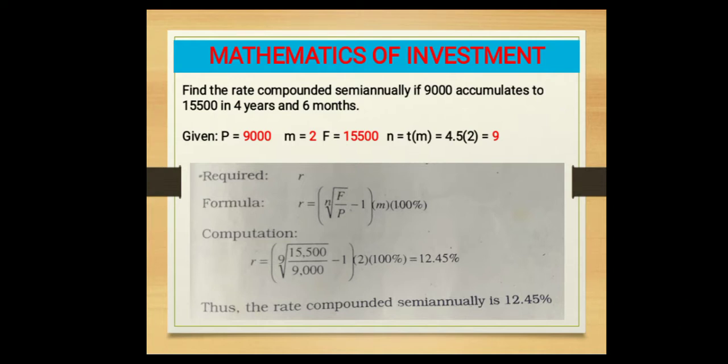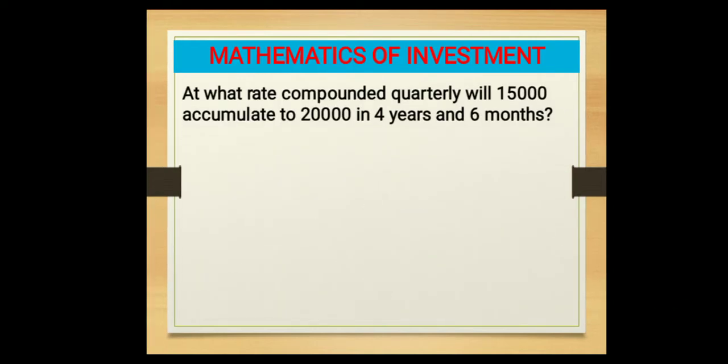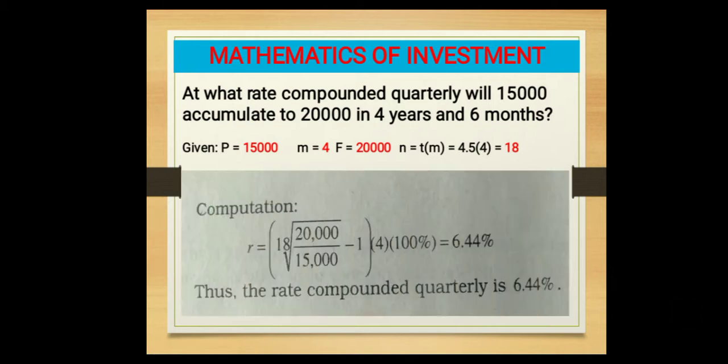Okay, so let's have another example. At what rate compounded quarterly will 15,000 accumulate to 20,000 in 4 years and 6 months? So given, P is 15,000, compounded quarterly, so M is equal to 4. Final amount is 20,000. To determine N, T times M, that is 4.5 times 4, which is equal to 18. For the required computation, you are required to get the rate.